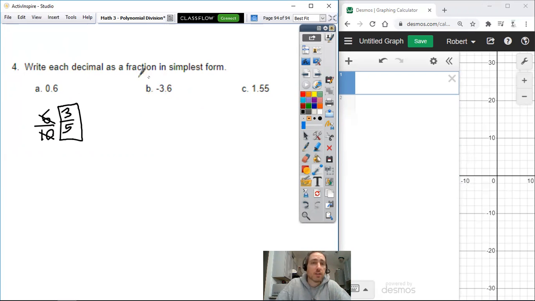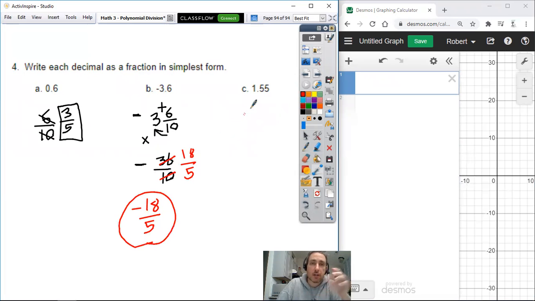Okay, -3.6. Now, it doesn't say if it's improper or mixed. I prefer improper. So let's look at that. That's 3 and 6/10. All right, 0.6 is 6/10. It's a negative. We'll deal with that later. So if I multiply, that's going to be 30 plus 6. So it's 36 over 10. Now I can reduce that. There's a negative. So both of those are going to be divisible by 2. So that's going to be 18 over 5. So it's -18 over 5. Let's check that in the calculator.